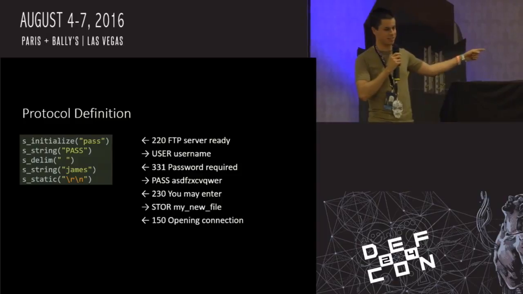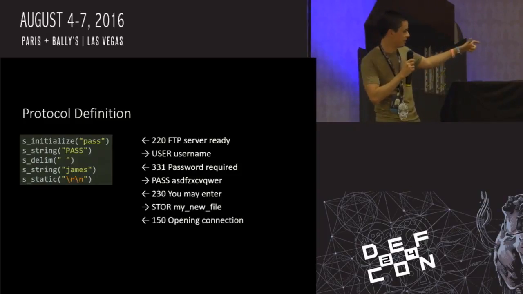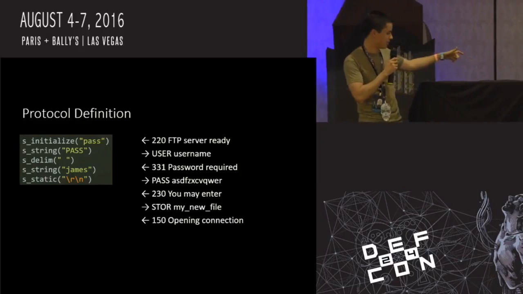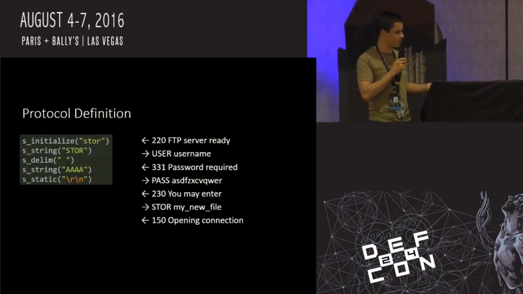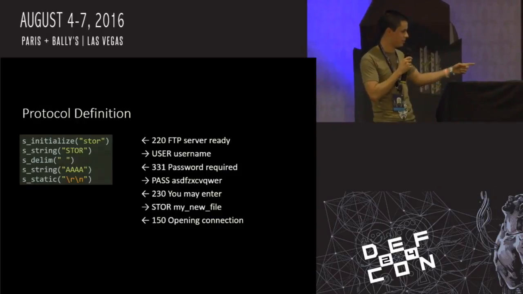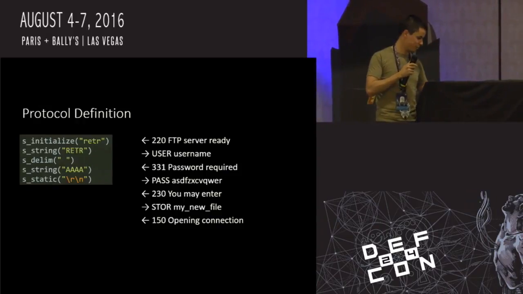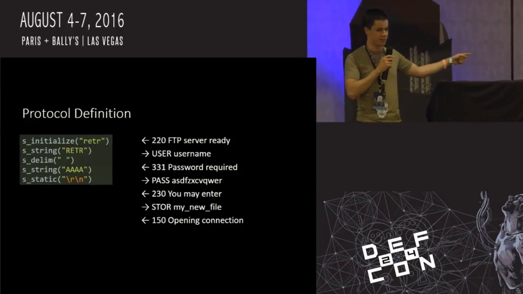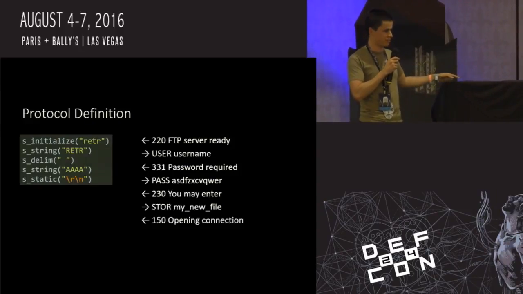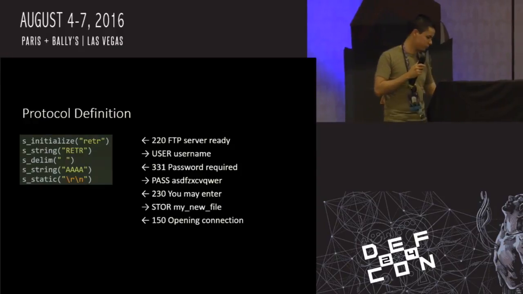So PASS is the protocol keyword, and then James is our password here. Then we specify the store command. Again, same thing: store, and the name of the file. RETR is retrieve. Again, what file you're retrieving.